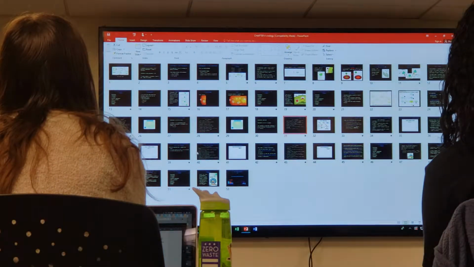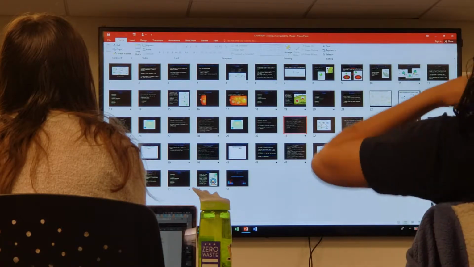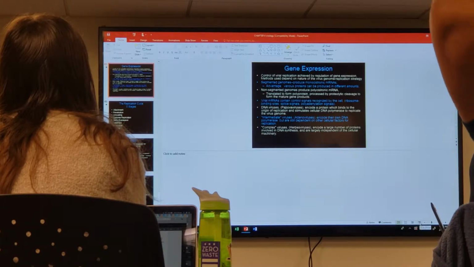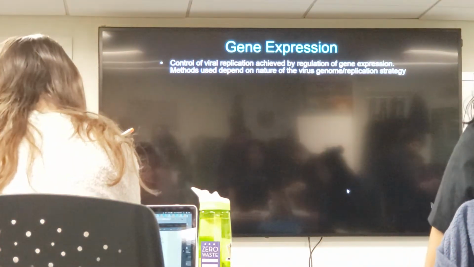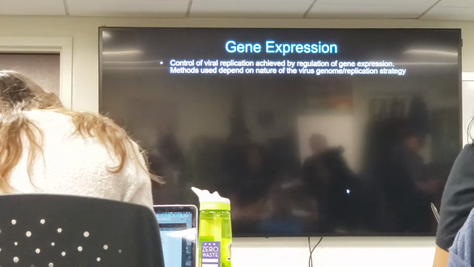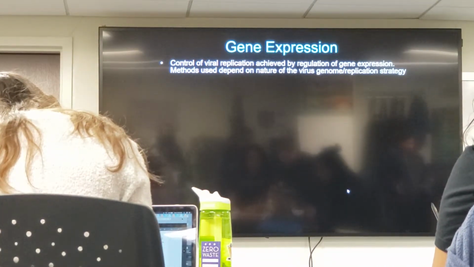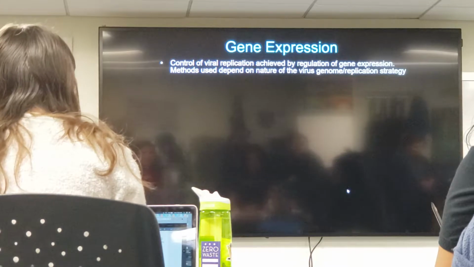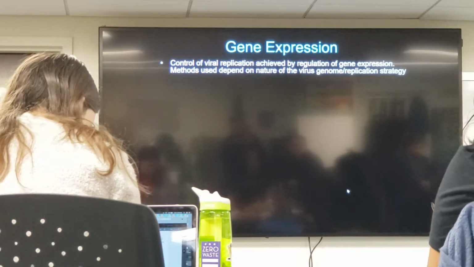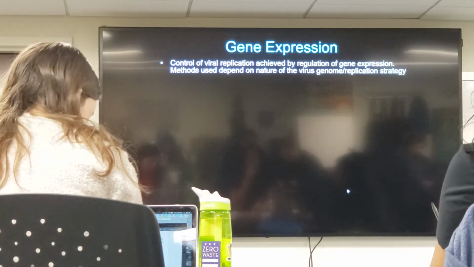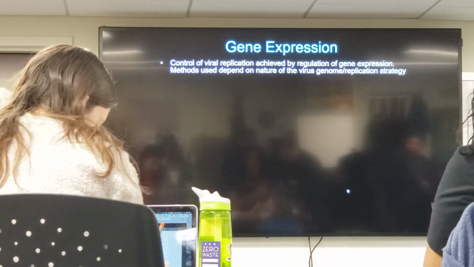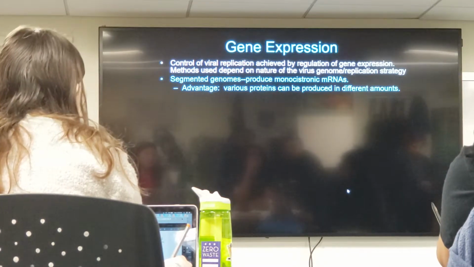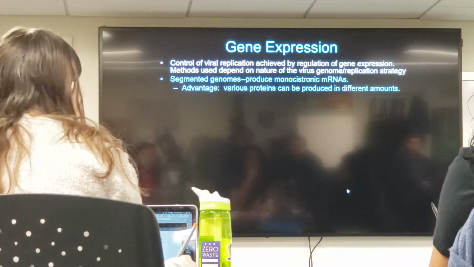Alright, so once we get through gene replication, expression, again, I'm not going to spend a lot of time on gene expression because this is very similar. Viruses carry out gene expression in almost the same way that host cells carry out gene expression. So a lot of these things you are familiar with. So control of viral replication is going to be achieved through regulation of gene expression. The methods are going to vary, but a lot of these things are the same as how host cells use it.